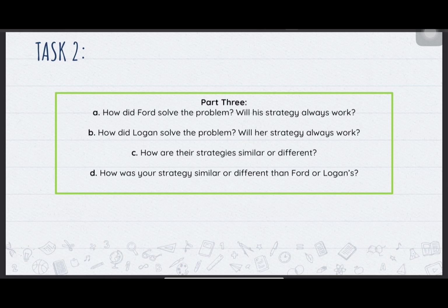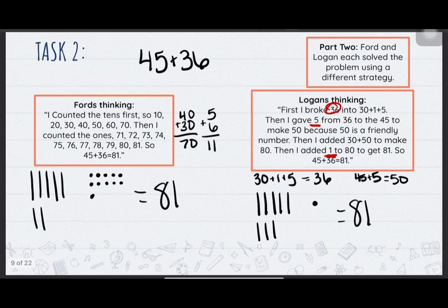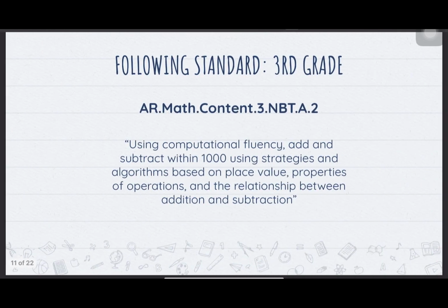How is your strategy similar or different than Ford's or Logan's? I would solve the problem like Ford did. I would skip count by 10 and then add the ones. I don't think that I would subtract and remember the problem like Logan did. So let's move on to 3.